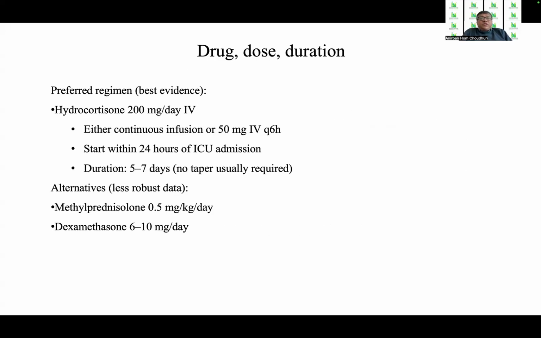So what should be the dose, drug, and duration? The preferred regimen according to the best evidence available is hydrocortisone 200 mg per day IV. It can be administered either as a continuous infusion or 50 mg IV 6 hourly. It should be started within 24 hours of ICU admission. The duration should be 5 to 7 days, and usually tapering is not required. Alternatives are there, but less robust data is available for them. These are methylprednisolone 0.5 milligrams per kg per day and dexamethasone 6 to 10 milligrams per day.